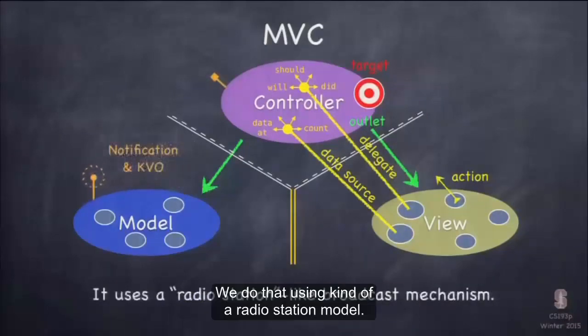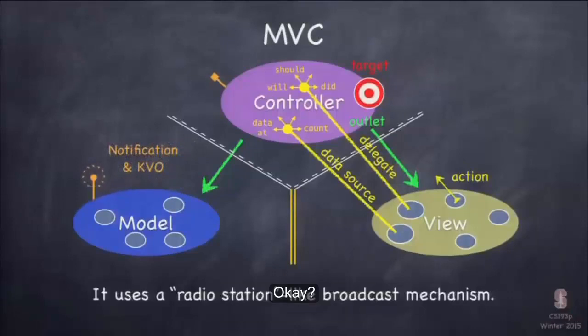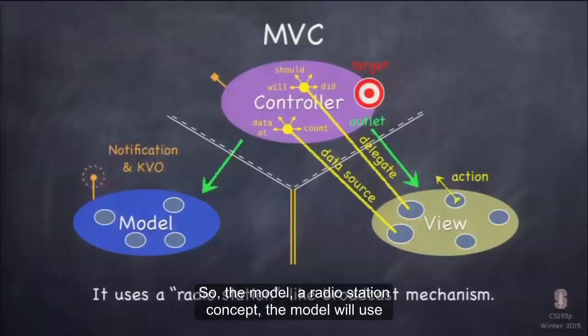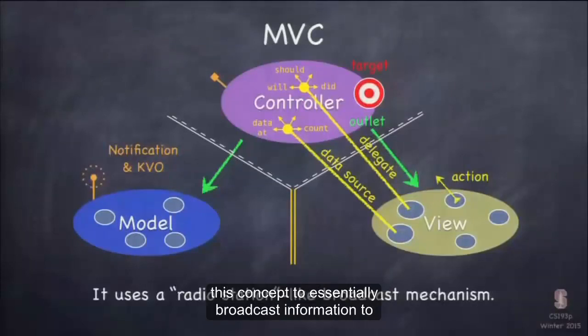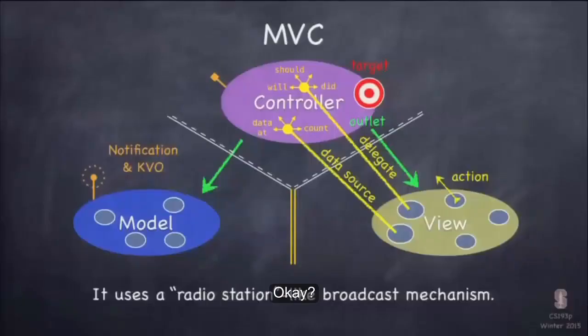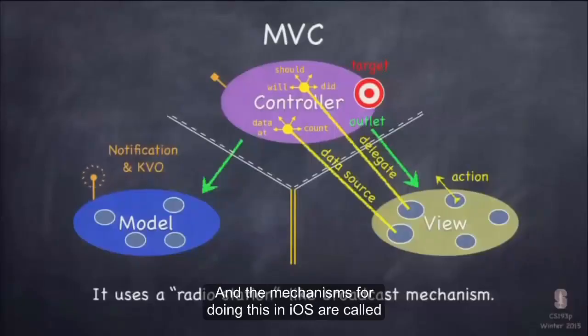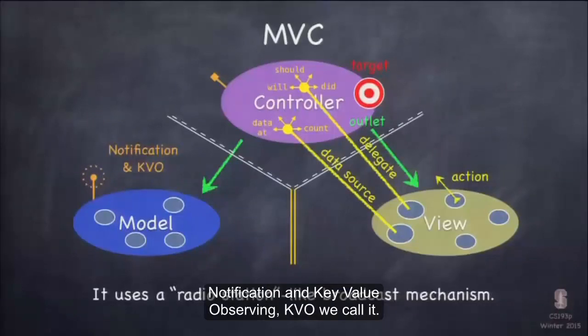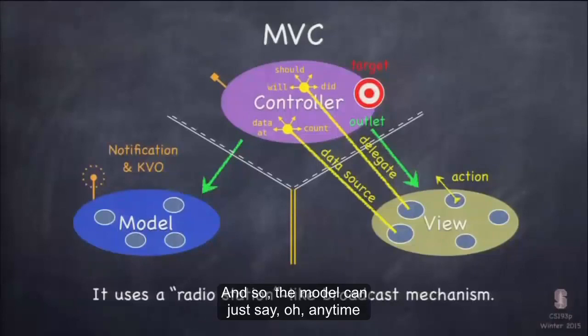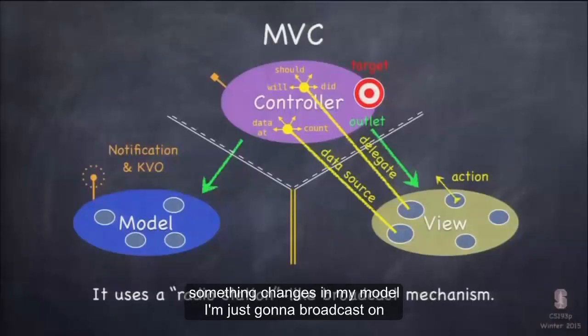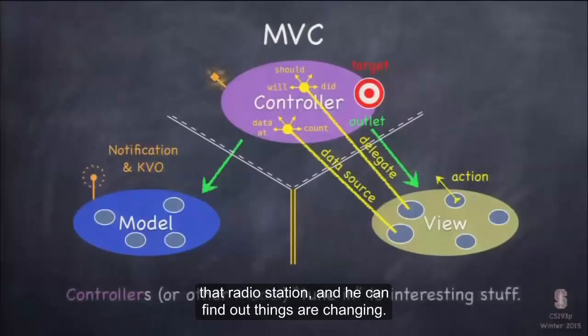We do that using kind of a radio station model. Okay? So the model, a radio station concept, will use this concept to essentially broadcast information to anyone who's interested. And the mechanisms for doing this in iOS are called notification and key value observing, KVO we call it. And so the model can just say, oh, anytime something changes in my model, I'm just going to broadcast on my radio station. And then the controller simply tunes into that radio station. And it can find out things are changing.